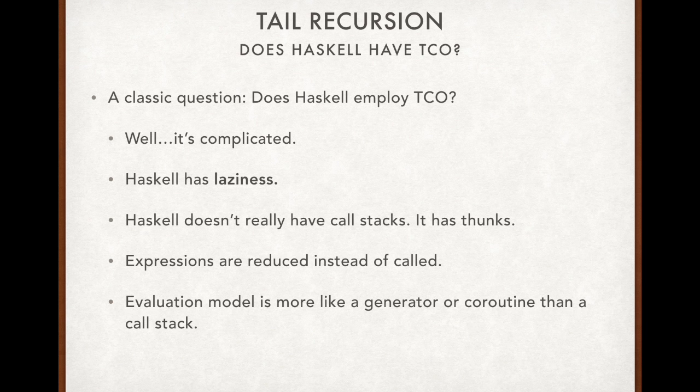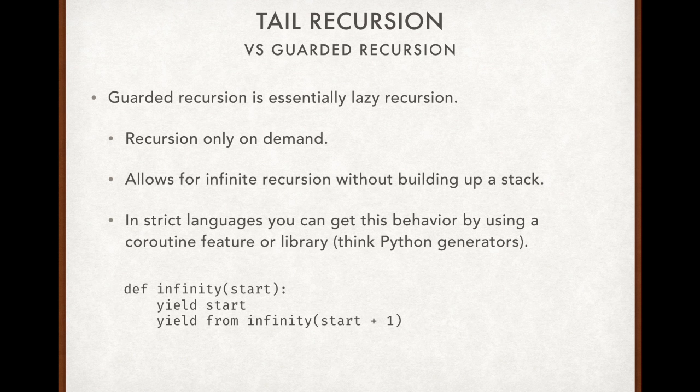Just like everyone else. Yeah, my to-do list. I'll only do it if I absolutely have to. Yeah. Right. So you're actually just building up an expression that gets reduced. And the entire evaluation model in Haskell is very much like the idea of a generator or a coroutine.